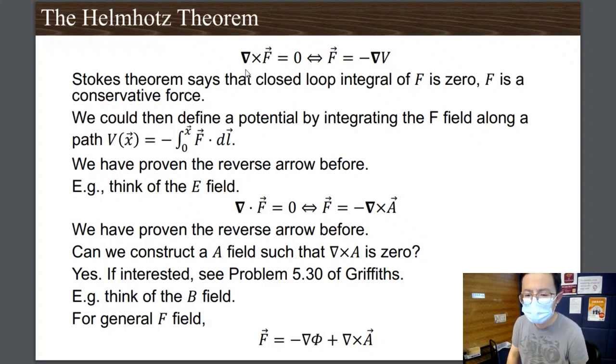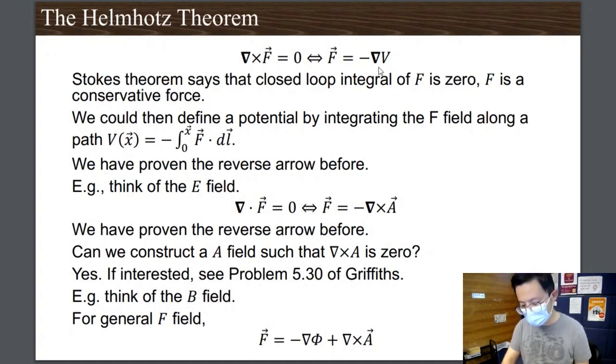Now the claim is that, given a vector field F, if the curl of the vector field is 0, then it's equivalent to say that the vector field F can be expressed as a gradient of a scalar function V. And actually we already went through how this arrow can be determined backwards.